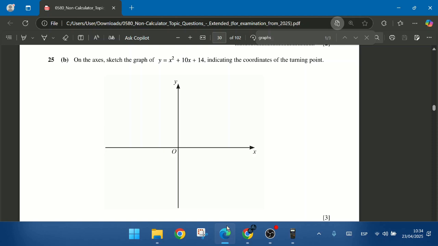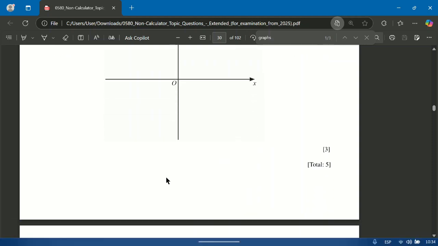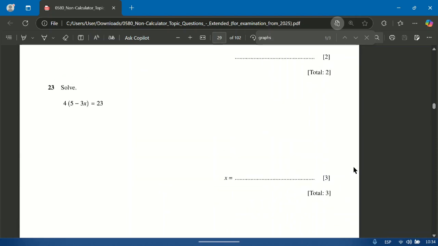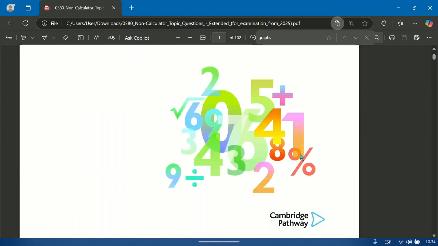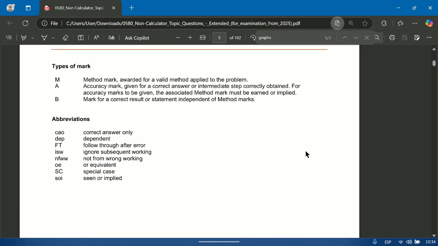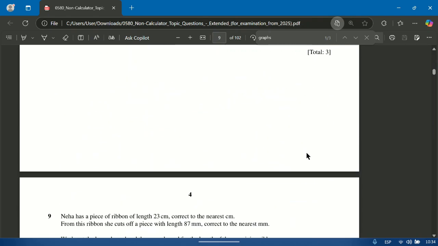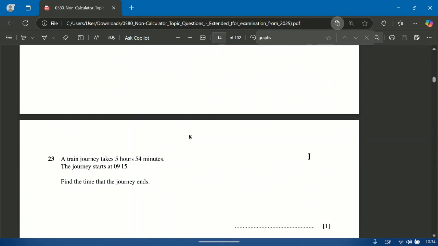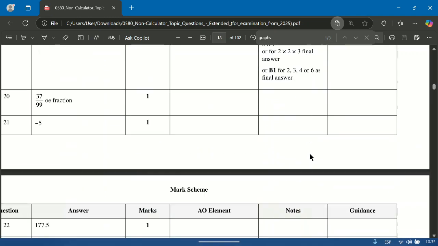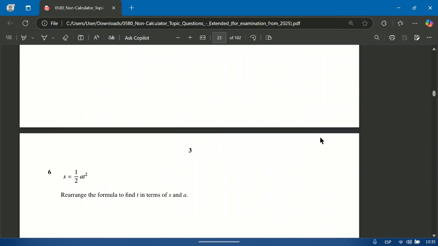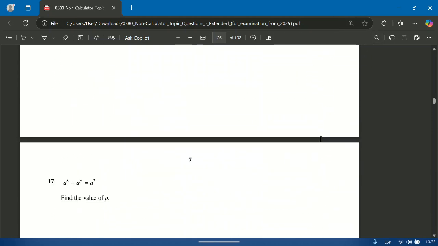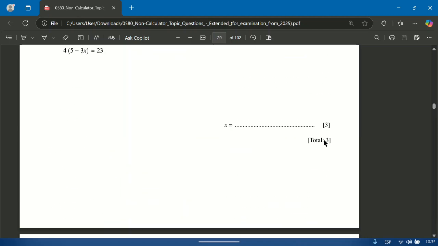We're doing the Cambridge non-calculator practice questions, and we're looking at the graphs algebra questions, question 25, which is on page 10. Cambridge non-calculator practice questions extended, and it says page 10, although I think there's more than one page 10. So we're in the algebra graphs questions, and we're doing question 25, page 10 of those.